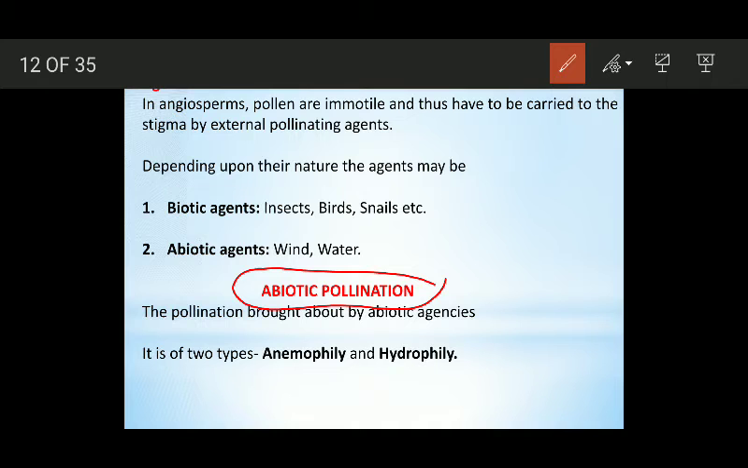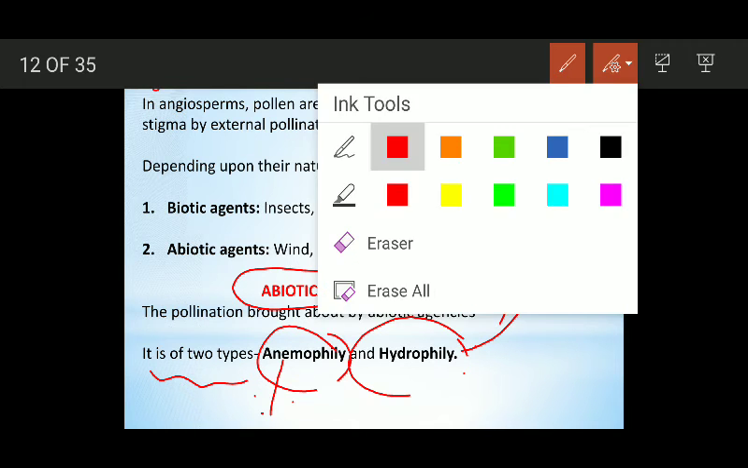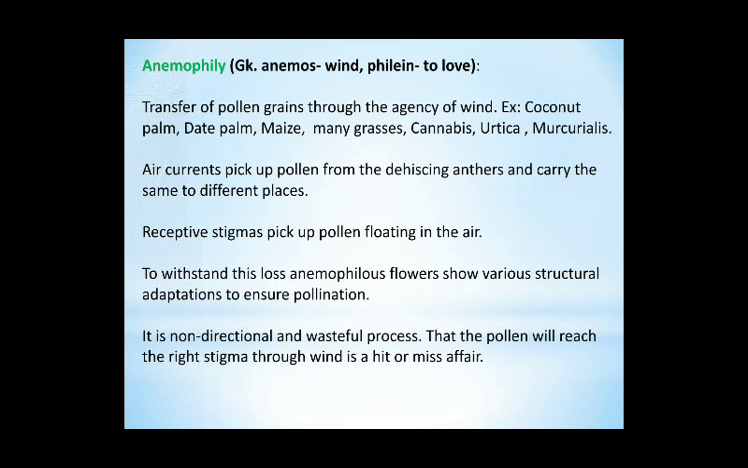The pollination brought about by abiotic agencies constitutes abiotic pollination. It is further of two types: anaemophily and hydrophily. Anaemophily means pollination which is brought about by wind, and hydrophily means pollination with the help of water. Now, what is anaemophily? We will talk about anaemophily in today's part. It is derived from the Greek word anemos, which means wind, and philin, to love. So, those plants which love to get pollinated with the help of wind can be called anaemophilous plants.